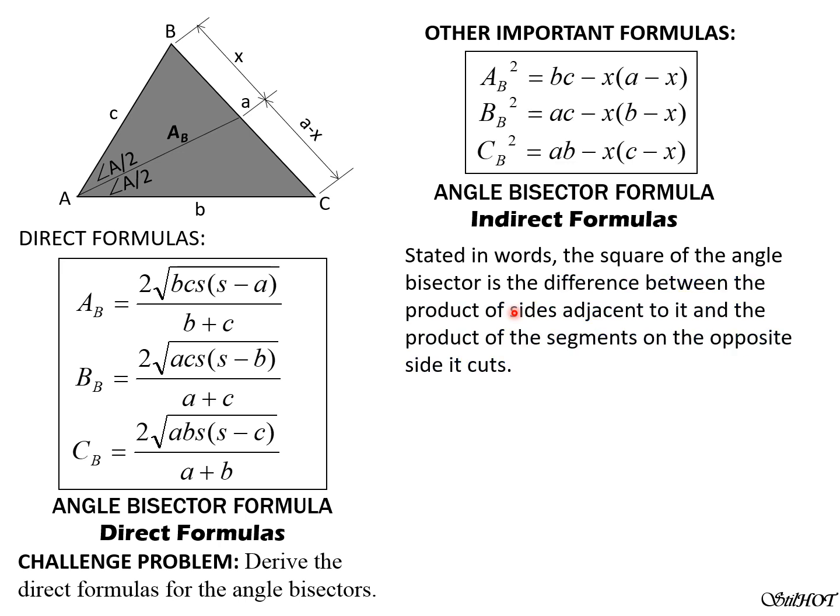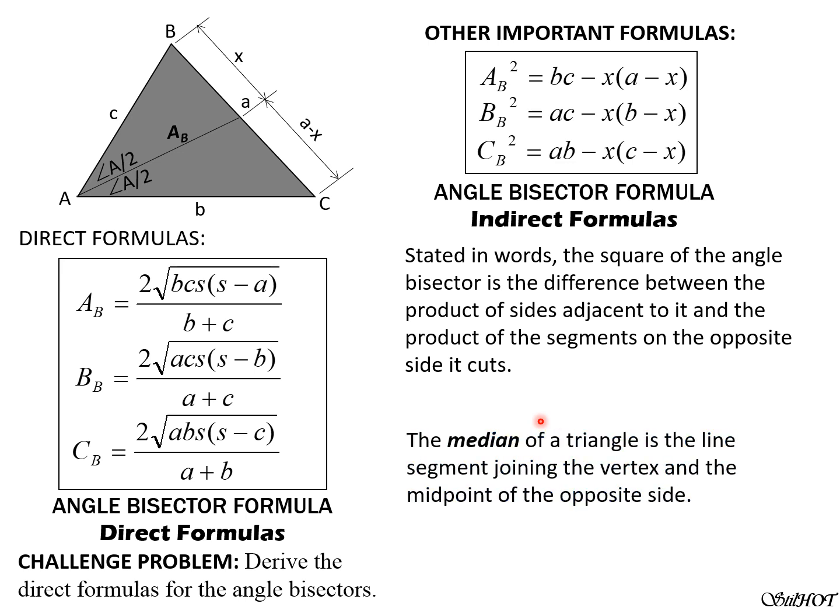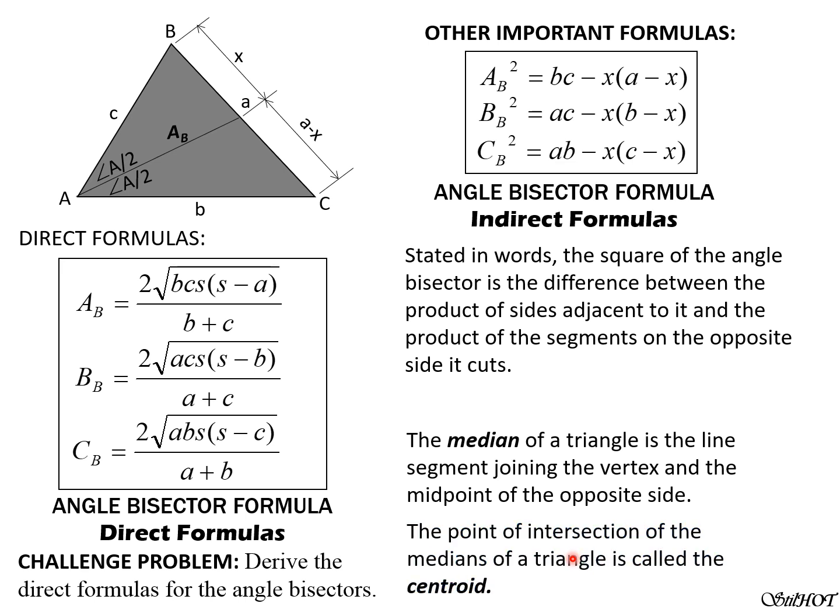Next, the next element is the median of a triangle. The median of a triangle is the line segment joining the vertex and the midpoint of the opposite side of the triangle. The point of intersection of the medians is called the centroid. That's the centroid, the point of intersection of the medians. So you should know the definition of a median, what a median is. Then the point of intersection of the medians is the centroid.